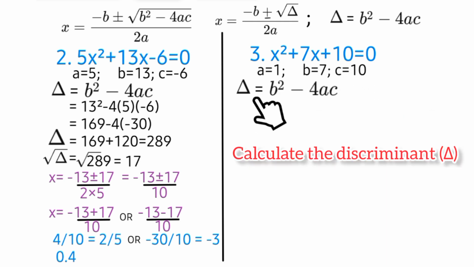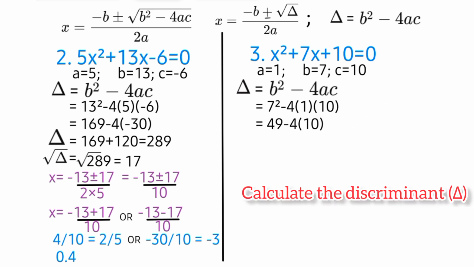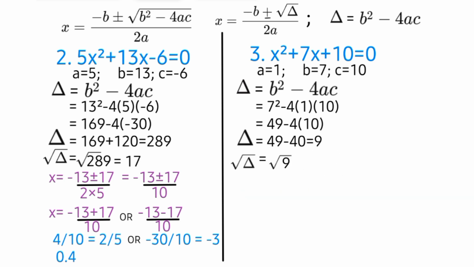Now let's calculate the discriminant. B squared, our b value is 7, then square, minus 4 times a, our a value is 1, times c, our c value is 10. 7 squared is 49, minus 4 times 1 times 10 is 10. So we have 49 minus 4 times 10 gives minus 40. 49 minus 40 gives 9. Therefore, the value of the discriminant is 9. Now let's get the square root of the discriminant. So the square root of 9 is equal to 3.